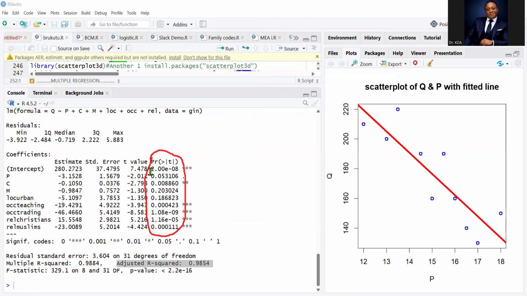Let's start with the first one. I'm talking about the intercept. We don't normally deal with the intercept, but I'm talking about it first. The p-value for the intercept, check it carefully, is 2.00 E minus 08. What does that mean? Pay attention. This 8 means there are 8 zeros before the 2.00.